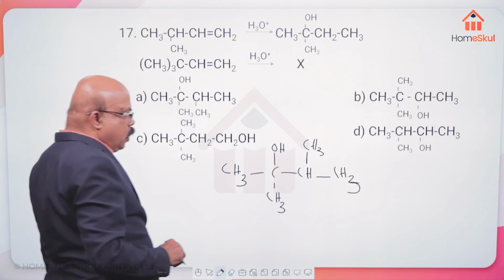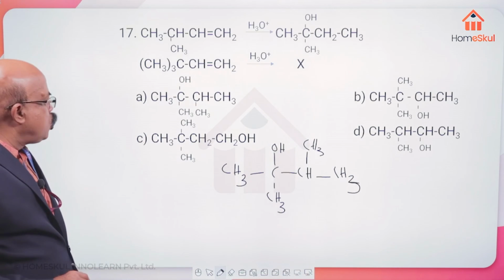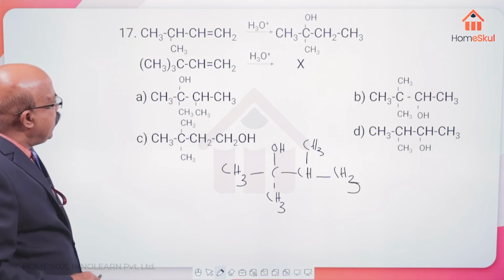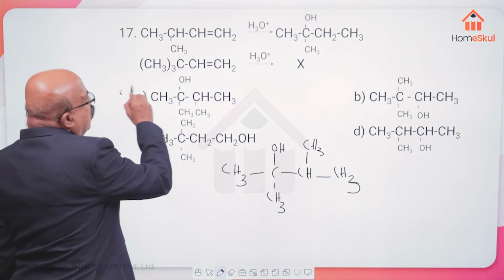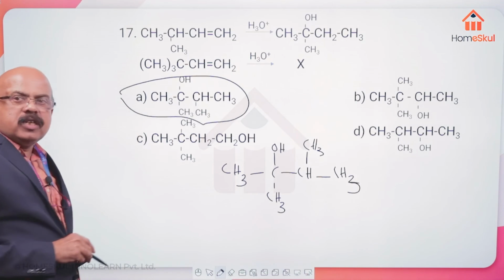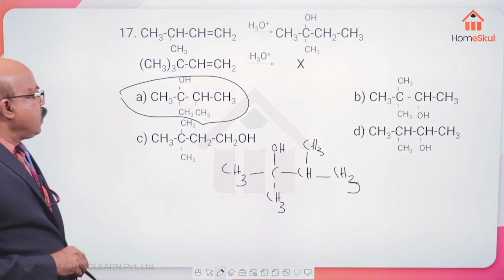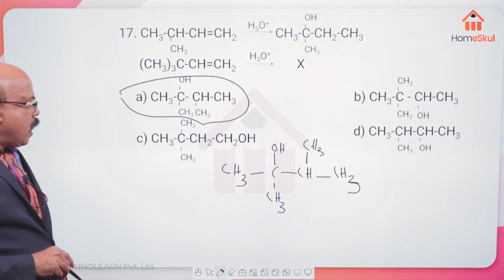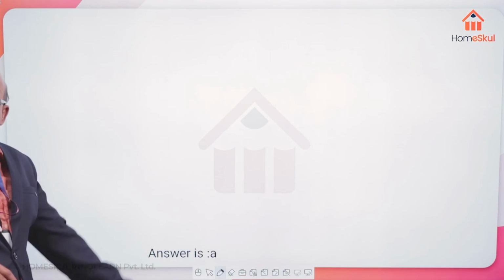So here, 2,3-dimethyl butane-2-ol. This is 2,3-dimethyl butane-2-ol. This is the answer of this question. Important: a cation is formed that undergoes rearrangement. Option A is your answer.